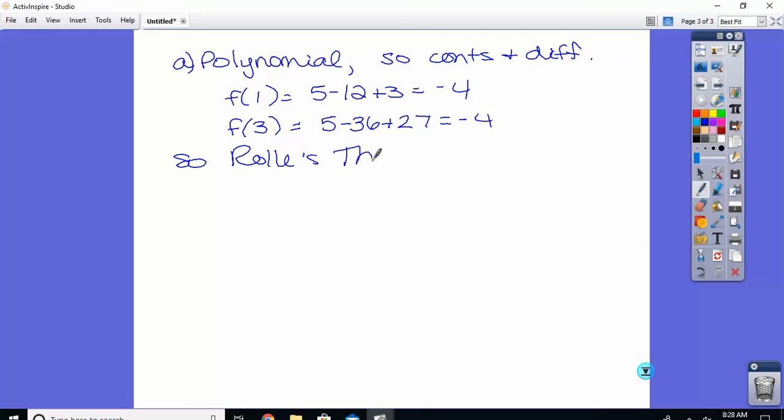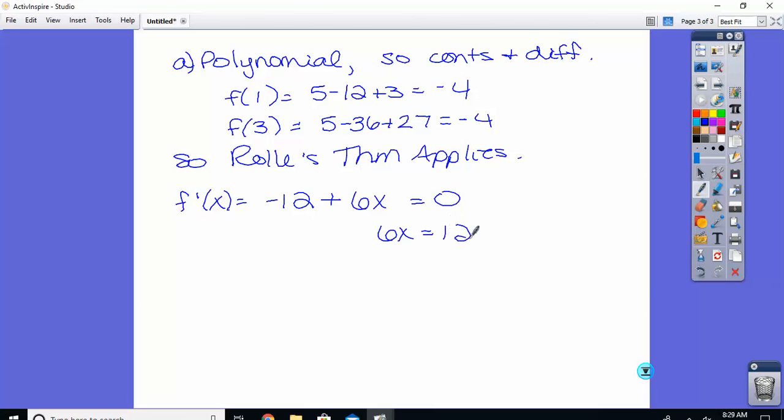So Rolle's theorem applies. Then what you do for Rolle's theorem is you take your derivative. So the derivative of 5 is 0, derivative of -12x would be -12, derivative of 3x squared would be 6x. And Rolle's theorem says the derivative is 0. So if we solve this, we get x to be 2. And that is the number that makes it true.